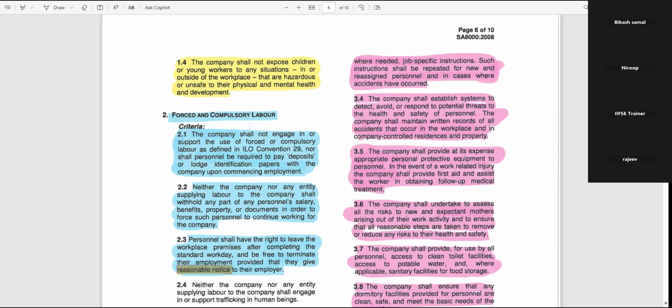2.2. For example, if you take the contractor, sometimes what will happen? The contractor may hire the people but won't give the salary, but they keep the people under them, or sometimes they hold the documents.